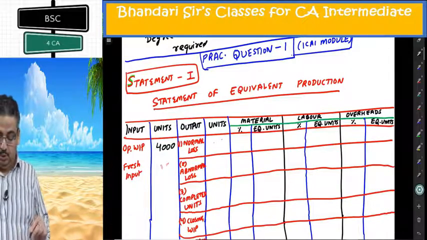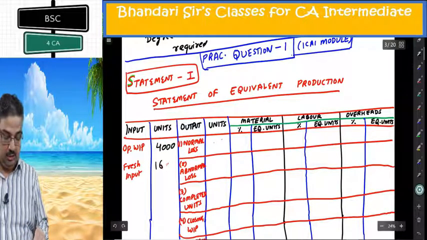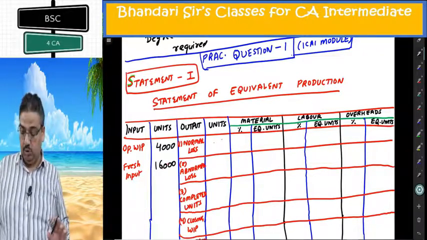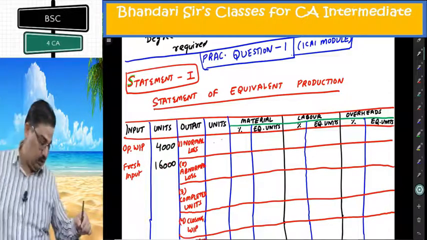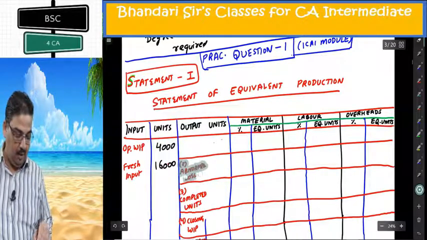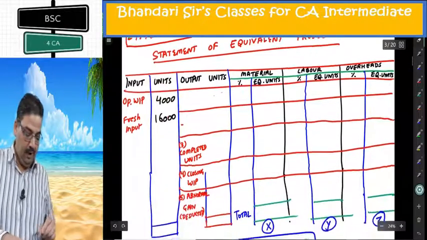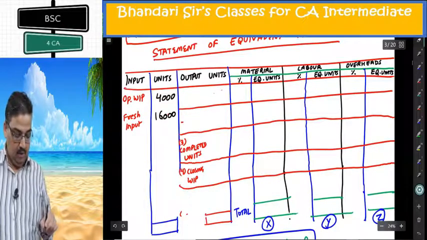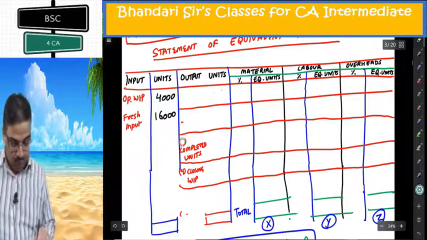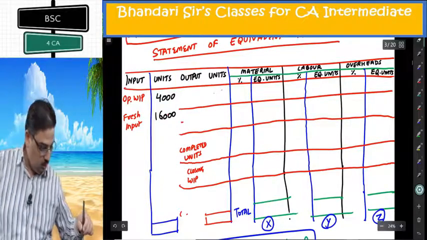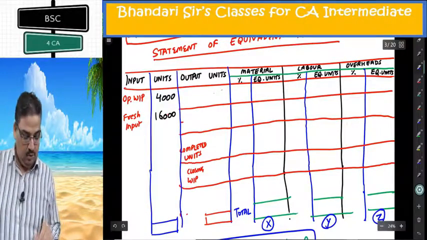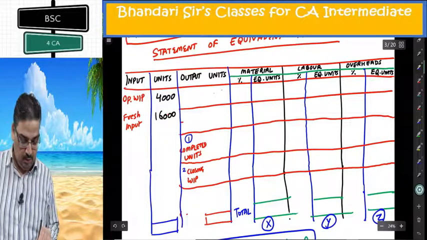Fresh units introduced, new units introduced 16,000. This is comparatively very easy starting small question. So it does not carry any losses, it does not carry any gains. Normal loss not applicable, abnormal loss not applicable, even abnormal gain not applicable. Now instead of writing point number 3 and 4, I will mark them as point number 1 and 2. So you need to make only the relevant items there in exam. So number 1 is completed units, number 2 is closing WIP.